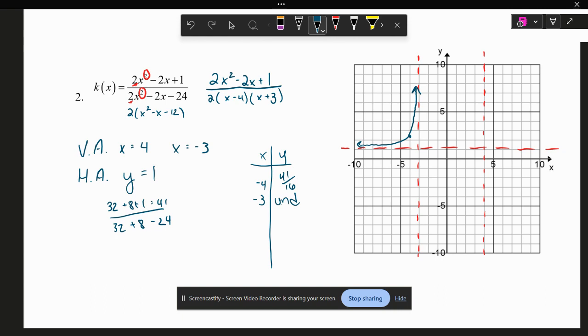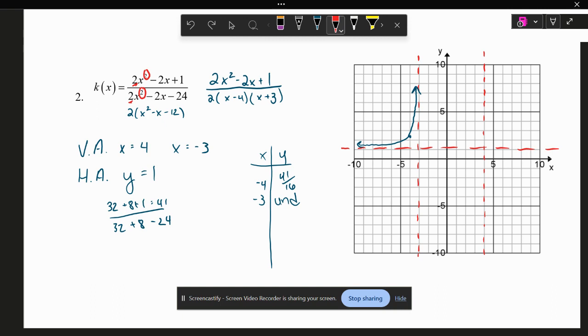So now I've got to try something in the middle because my graph, just to show you what it could look like, could look like this. It could look like this. Or it could look like this. I don't know. A horizontal asymptote is one where sometimes it could cross. Usually, if it does cross, it's because you have two asymptotes.